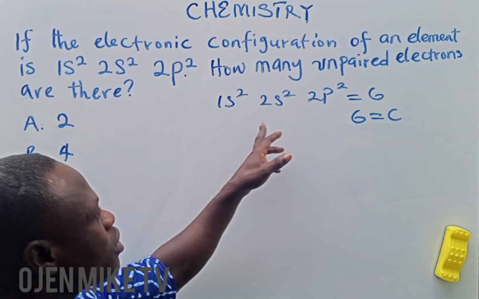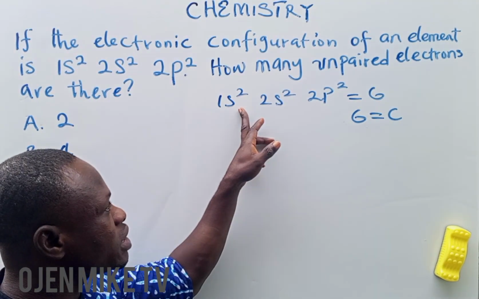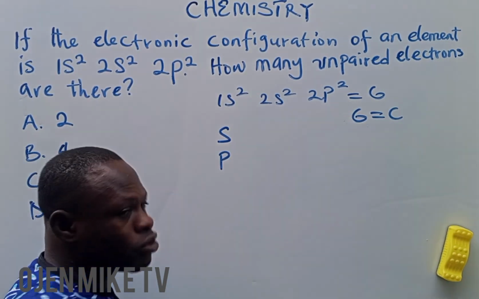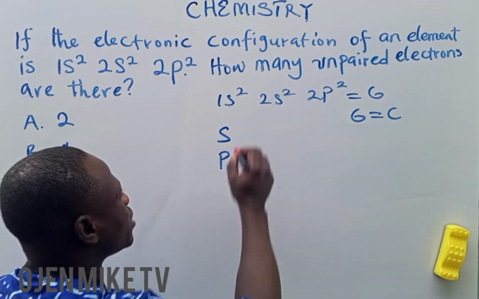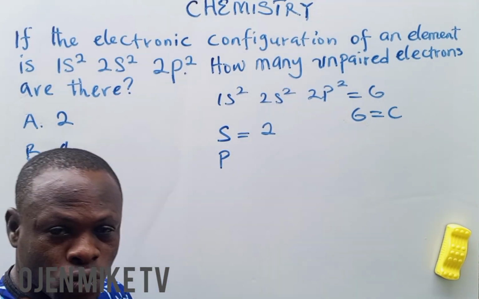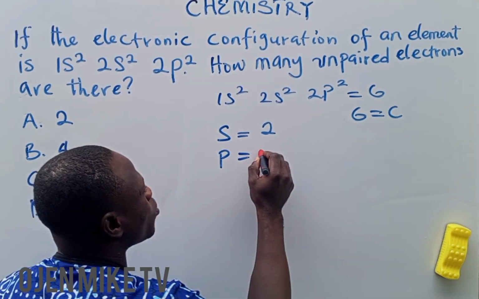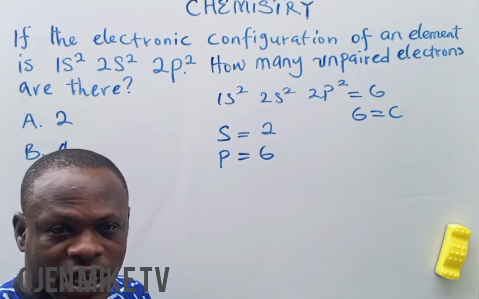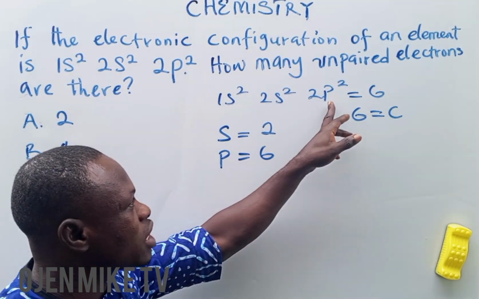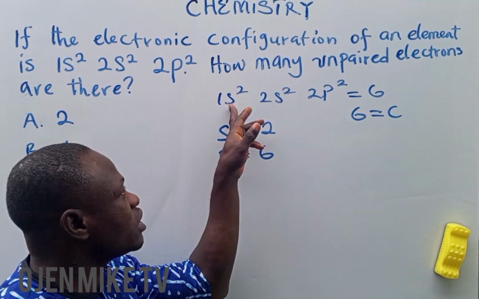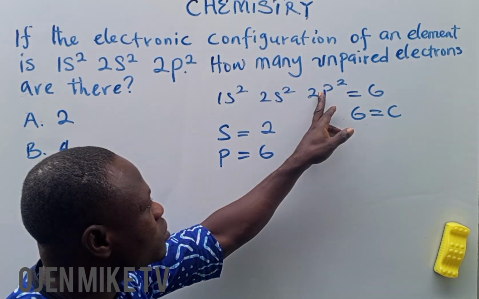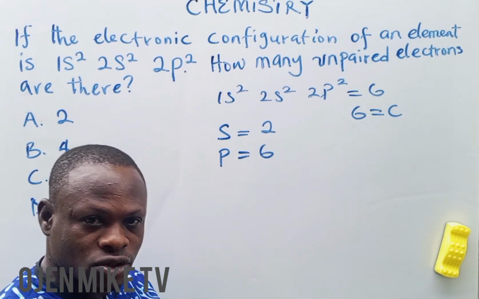Now we look at how many orbitals are there. We have the s orbital and the p orbital. The s orbital can occupy a maximum of 2 electrons, while the p orbital can occupy a total of 6 electrons. If you look here, the s orbital next to this p orbital is already filled. Now we are left with the p orbital. Do you get that?